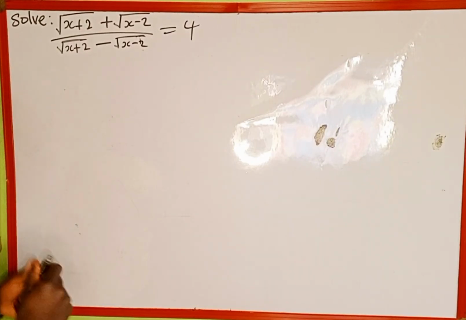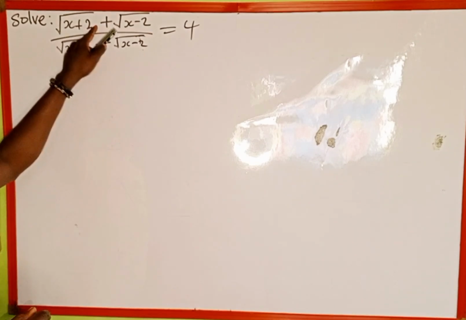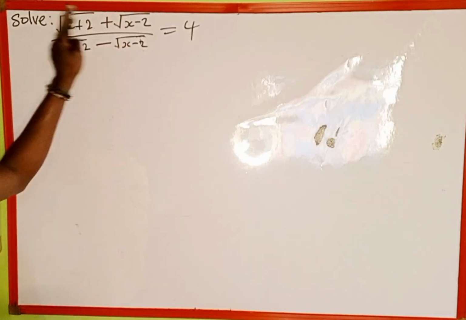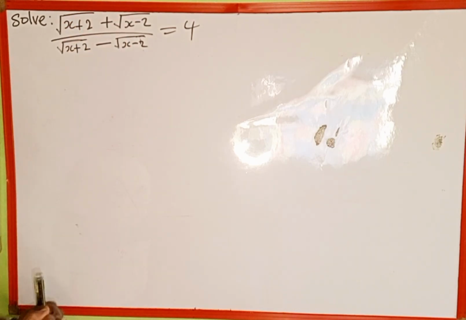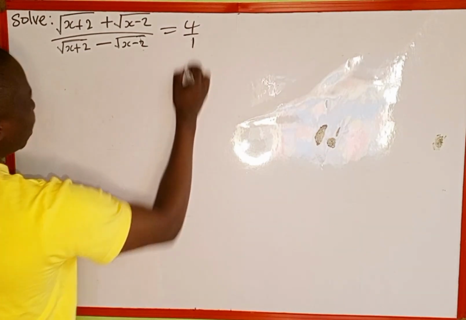No, we cannot cancel because the numerator is separated by positive and the denominator is separated by negative. If it was multiplication, then we can cancel. So the best thing we're going to do is to first cross multiply. So this is going to be what? This 4 can also be written as 4 divided by 1.